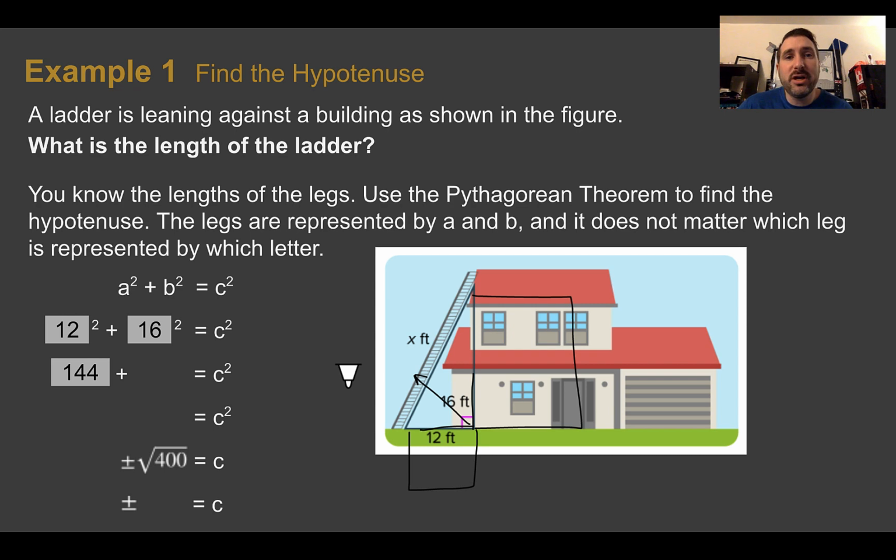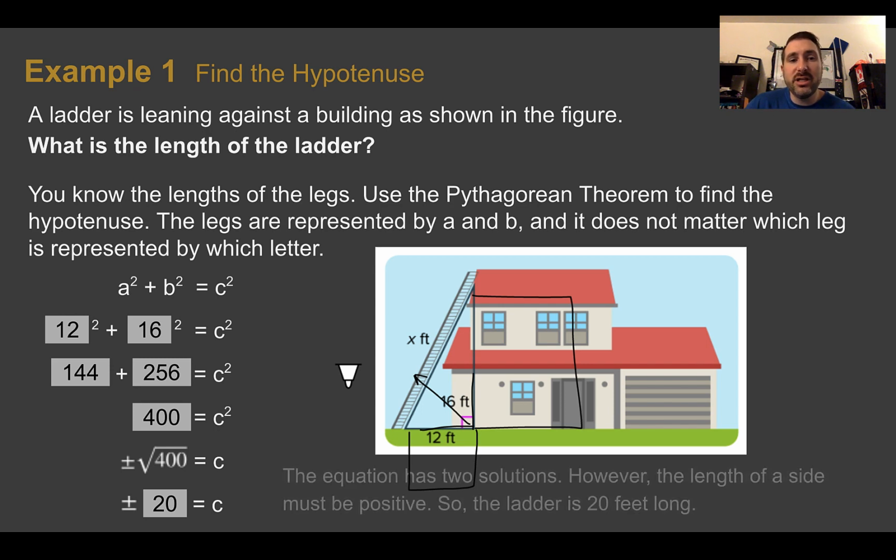Multiplying them out, 12 times 12 is 144. 16 times 16 is 256. Add them together, we get 400. Now, to find the length of the side, I have to take the square root of that. The square root of 400 is positive or negative 20. And again, since we're dealing with distance, we're only going to use the positive version. So the ladder must be 20 feet long.